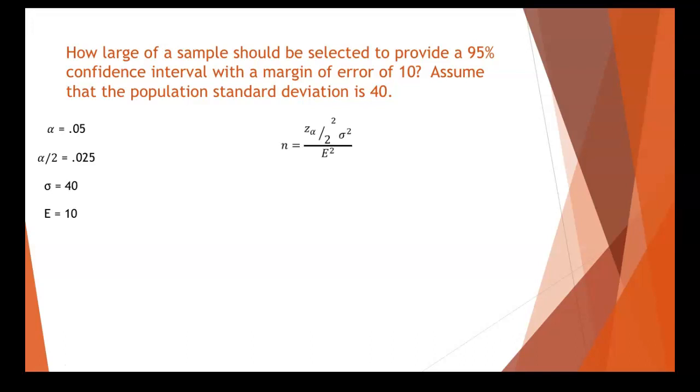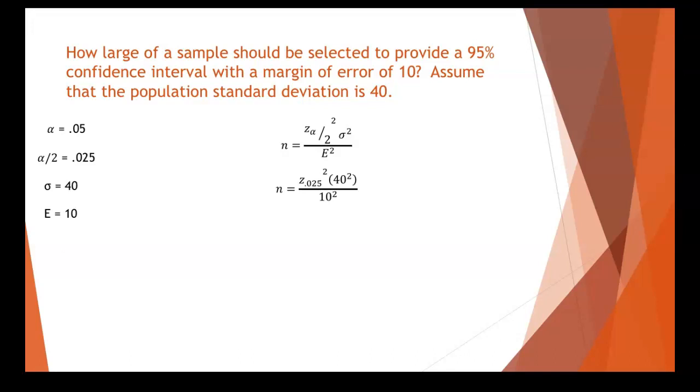So now we take a look on our formula sheet and we see this formula for the required sample size. We need the z-score of alpha divided by 2, and then we square that z-score. We multiply that by our sigma squared, and we divide all of that by E squared. So we plug in all of the pieces that we know. We know that we need the z-score of 0.025. We know that sigma is 40, and we know that E is 10.